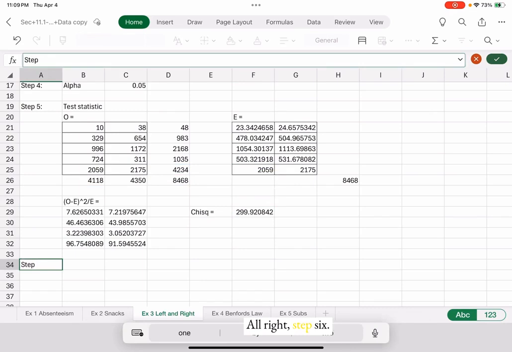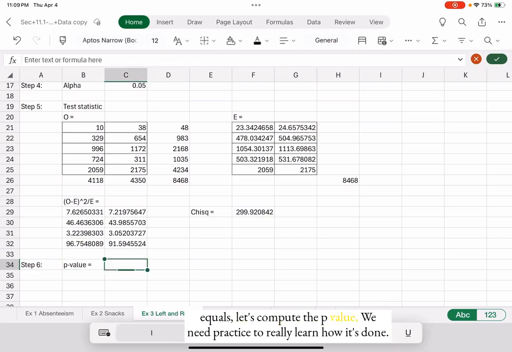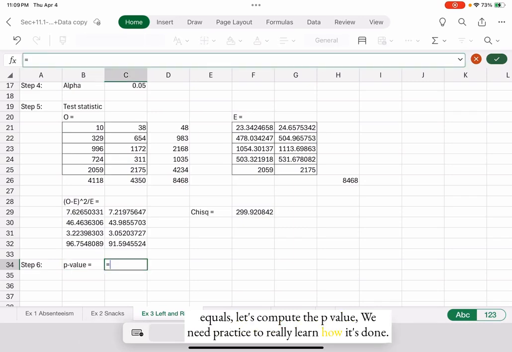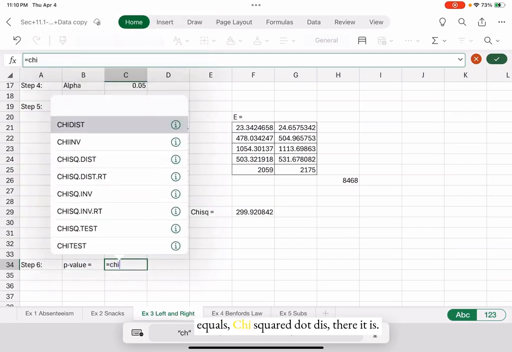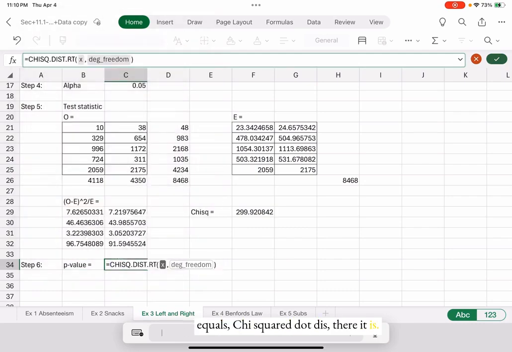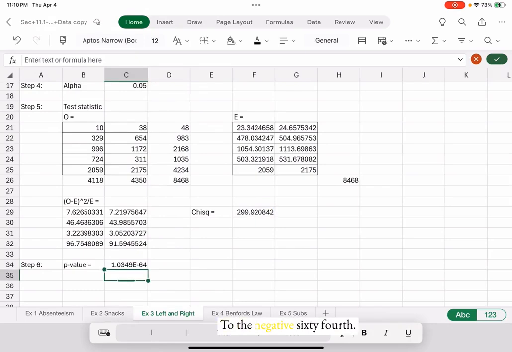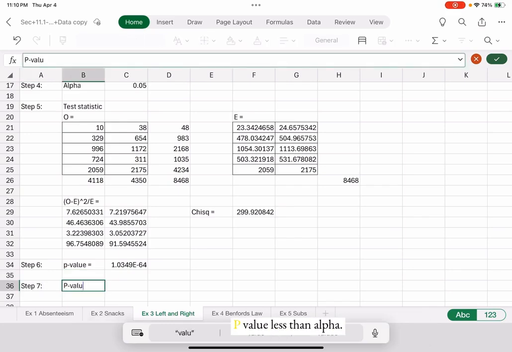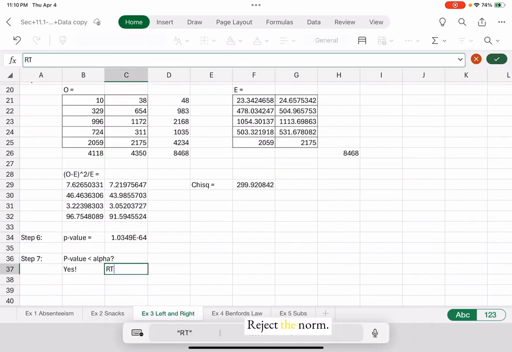All right, step 6, p-value equals, let's compute the p-value. We need practice to really learn how it's done. Equals chi-squared dot dist. There it is. Degrees of freedom is 3 again. 3 and enter. To the negative 64th. That's small. Step 7. P-value less than alpha. Oh yeah. Reject the null.